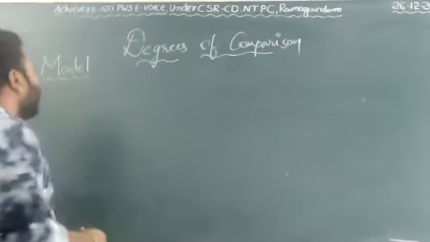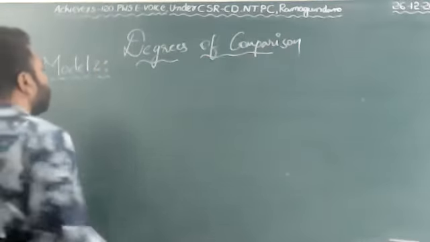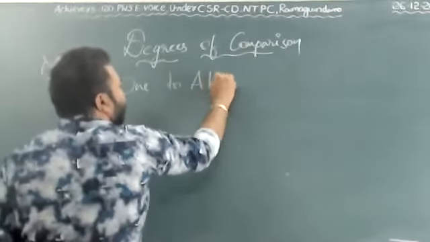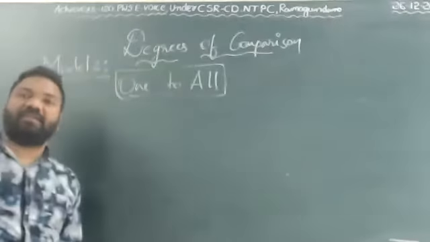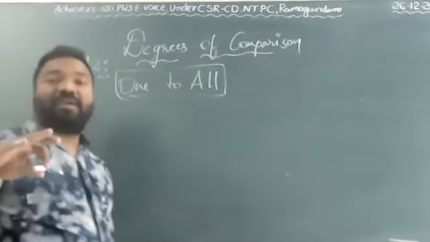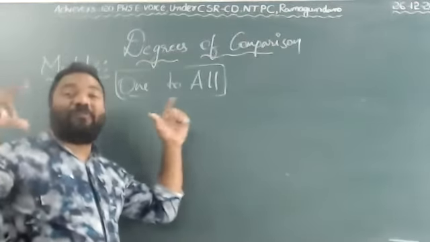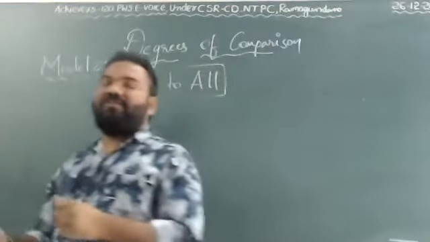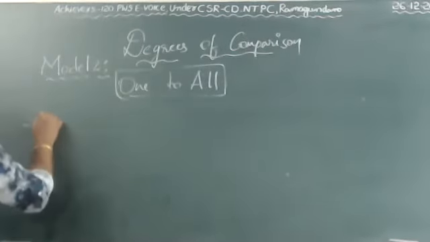Students, here, model 2. Model 2 is all about one to all. Comparison not between, because here it is to all. One is compared to all. So first let me write that in superlative form. Superlative degree.